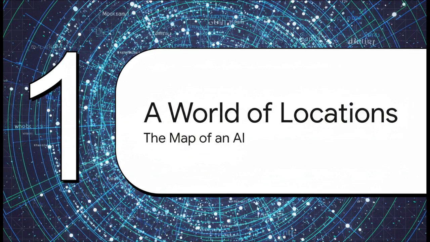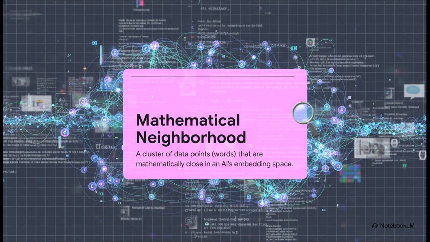So let's actually explore this map. For a minute, just forget about abstract ideas and think of this as a real physical space. It's a world made not of continents and oceans, but of billions and billions of data points, where every single word has its own specific address. In this world, no single point, no word, lives in a vacuum. What really truly matters is its neighborhood. And we have a name for this. We call it a mathematical neighborhood. It's just a cluster of other words that are mathematically super close.